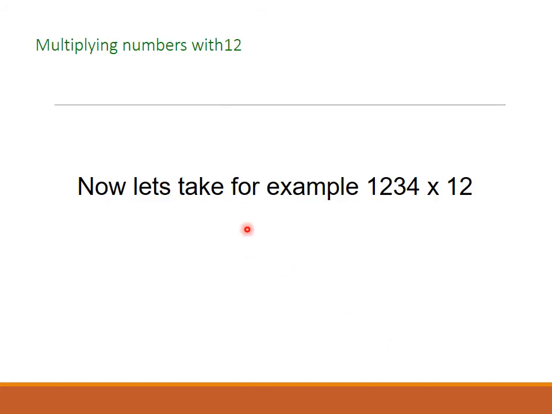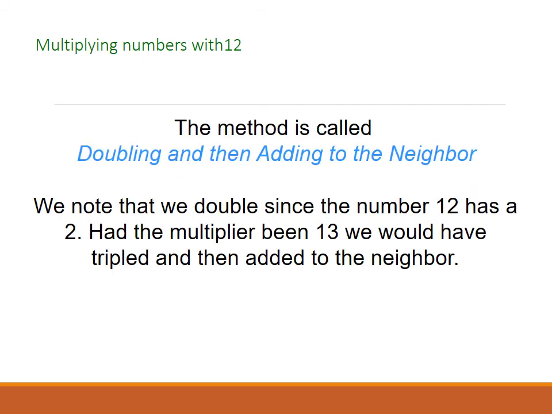Now let's take for example 1, 2, 3, 4 times 12. Now the method is called doubling and then adding to the neighbor. So we know that we double since the number 12 has a 2. Had the multiplier been 13, we would have tripled and then added to the neighbor.